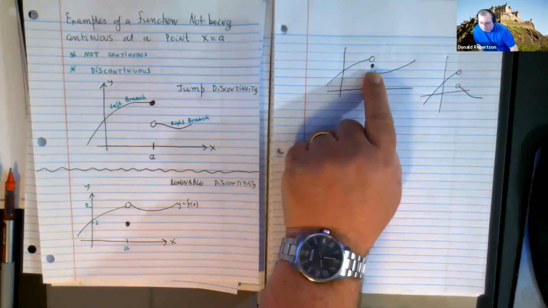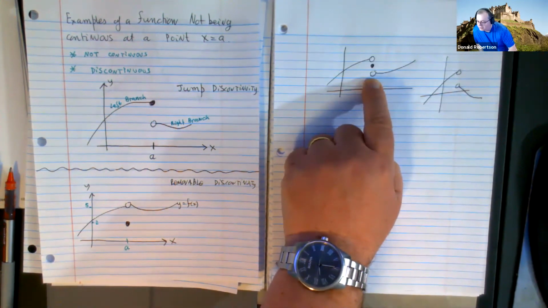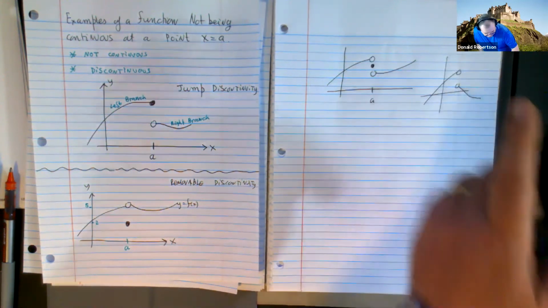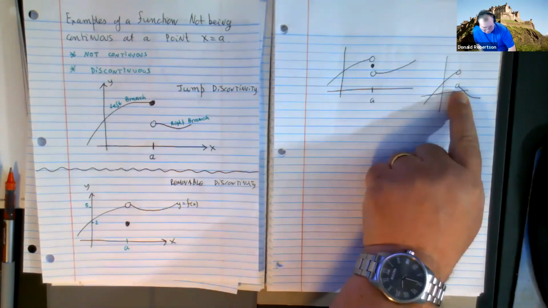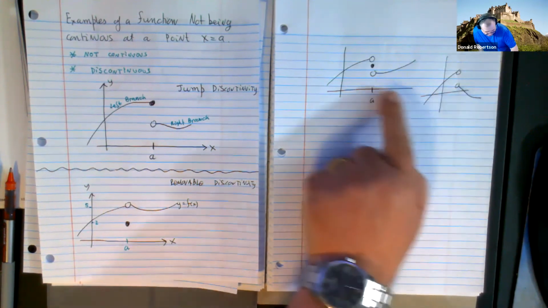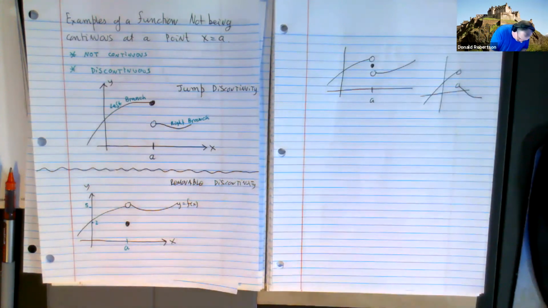It can belong to some place that's between them or above them or below them, or it can be totally missing, right? The value of f of a is where that solid dot is. In this case, f of a doesn't even exist. Here, the value of f of a isn't the overall limit.